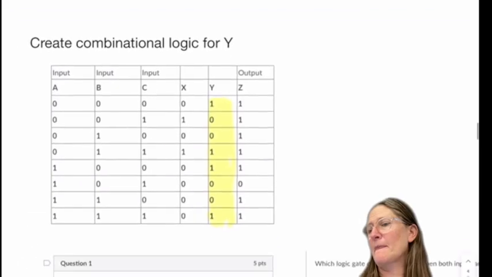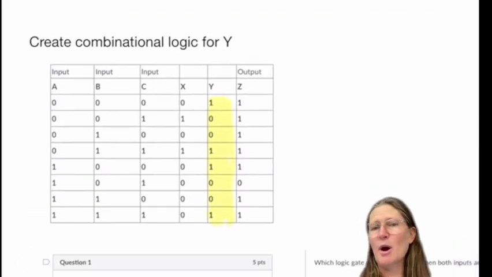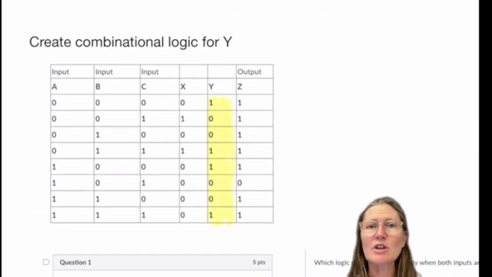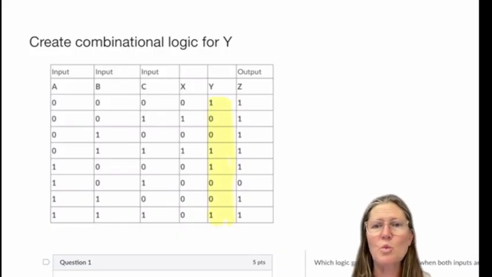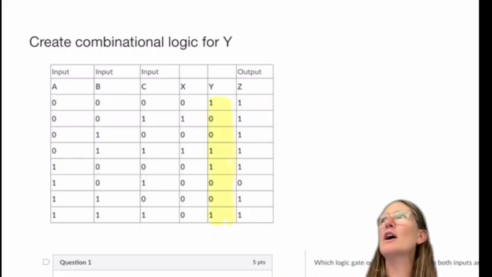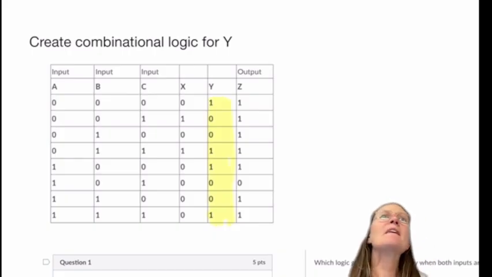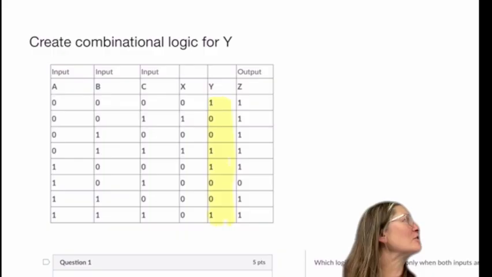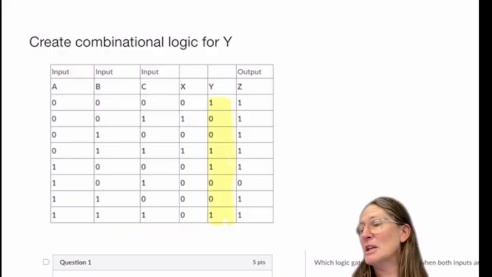All right, another type of problem could be to create the combinational logic. So last time we did X, so this time I thought we could do Y. Take a minute to create this combinational logic.